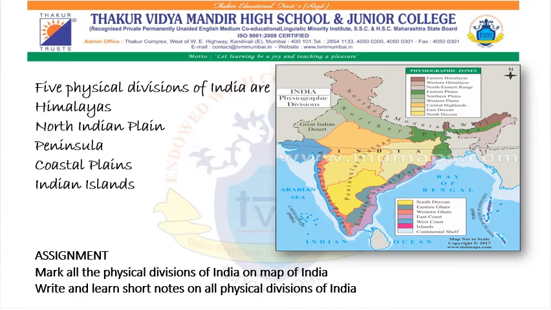So children, today we have learned about all five physical divisions of India, that is the Himalayas, the North Indian Plain, the Peninsula region, the coastal plains and the Indian islands. I hope you understood the lesson and enjoyed it.